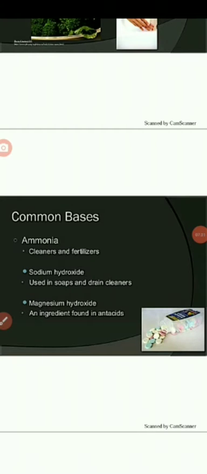Once again, ammonia is a common base. It is used in cleaners and fertilizers. Sodium hydroxide is used in soaps and drain cleaners. And magnesium hydroxide is found in antacids.